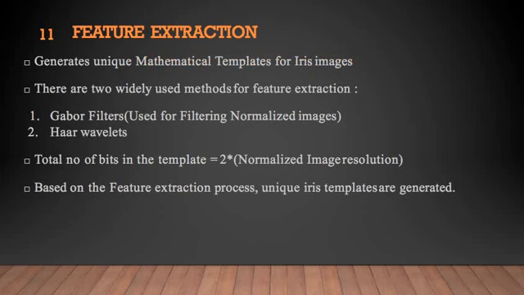Feature extraction. After my coordinates are changed from Cartesian to polar, the next step is feature encoding, that is feature extraction. We need to find the most distinctive feature in a person's eye so that we can say it belongs to someone unique. So only the unique and distinctive features of an eye must be encoded so that the comparisons between the templates can be made. It generates unique mathematical templates for iris images, and there are basically two widely used methods for extraction of features. The first one is the Gabor filter and the second one is Haar wavelets. Both of them will be discussed later on.